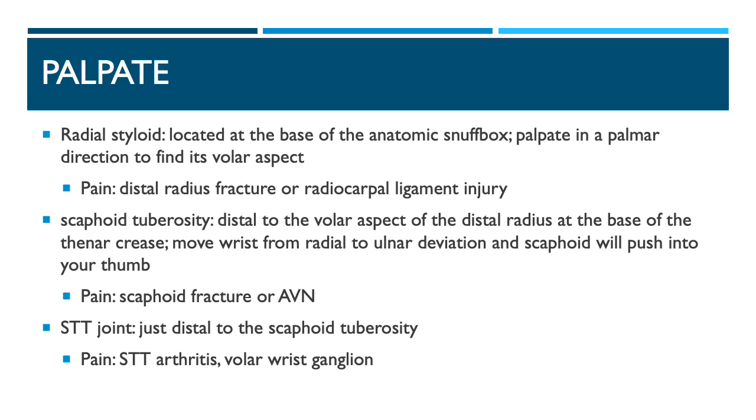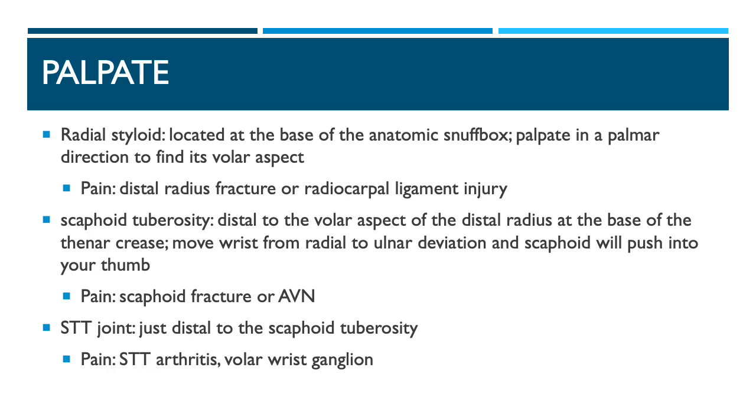The scaphoid tuberosity can be found distal to the volar aspect of the distal radius at the base of the thenar crease. You would move the wrist from radial to ulnar deviation, and the scaphoid will push into your thumb. Be really gentle with this. You don't need to put a lot of force when you're palpating, because if you push too hard, you'll miss it. Pain here could indicate scaphoid fracture or AVN.